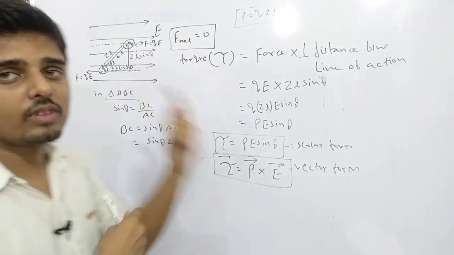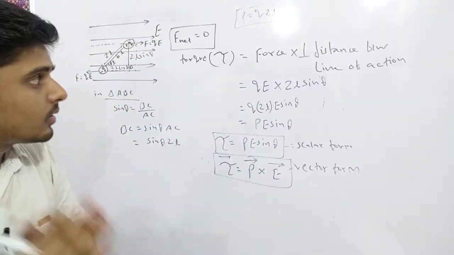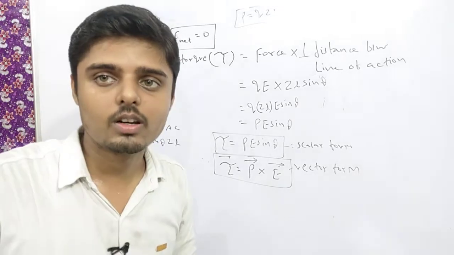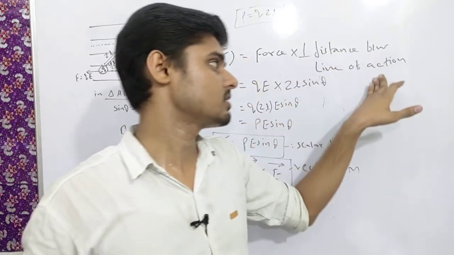But since the line of action is not the same, it will experience a torque. If the line of action were also the same, then no torque would evolve. But since their lines of action are not the same, the torque will be equal to force into the perpendicular distance between the lines of action.